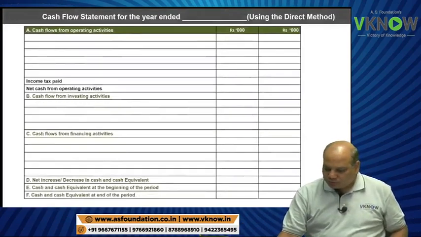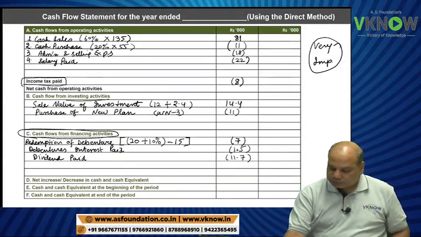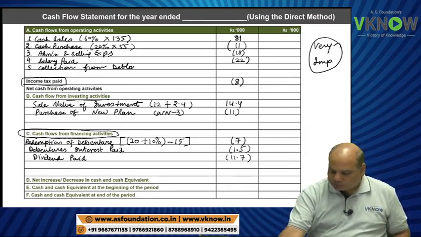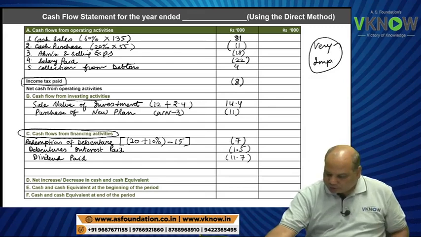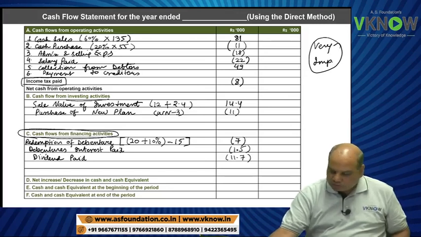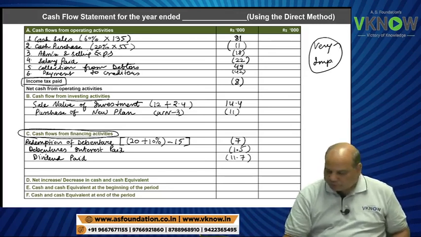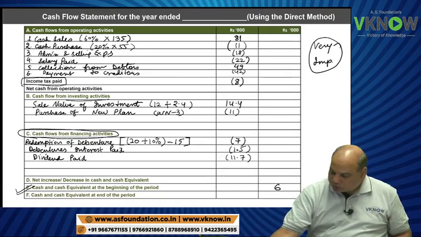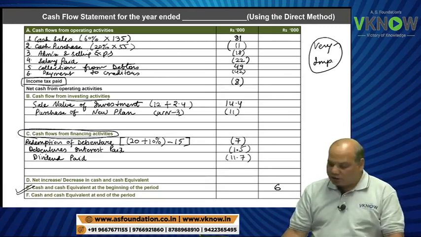Then what we'll do? We'll come to this cash flow from operating activity. Point number 5, collection from debtor, positive 49. And point number 6, payment to creditors in bracket 42. And opening cash balance is given in the outer column 6, second last line, opening cash balance.